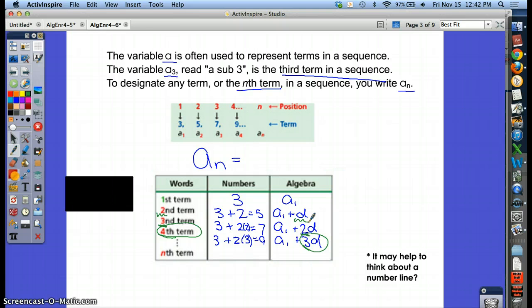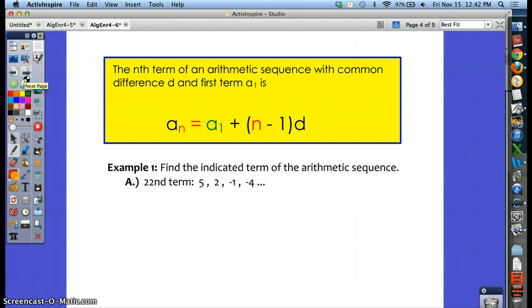Try to write an equation using all variables, without saying that the difference here is going to be 2 in this problem, but using d for difference. How do you come up with it? Well, hopefully you're seeing that we're always going to have the first term and we're always going to add that difference to it, but how many times do we add the difference? Well, it's whatever term number we want to find, 1 less than that. So it's n minus 1. So this is your equation, and you can turn the page and write it down in the box at the top. The nth term of the arithmetic sequence with the common difference d and the first term of a sub 1 is this.